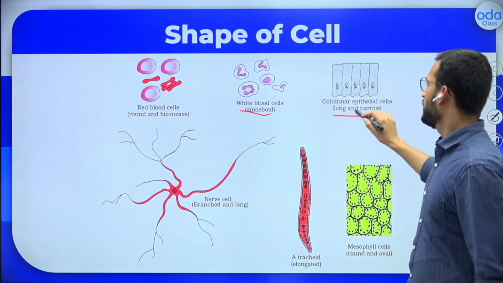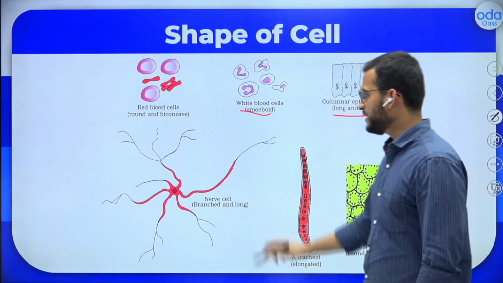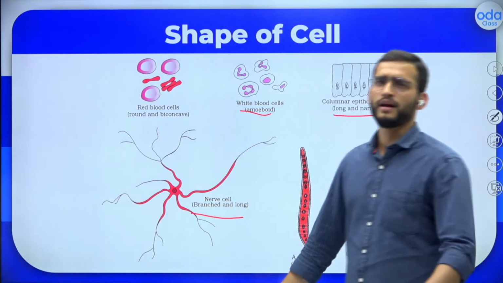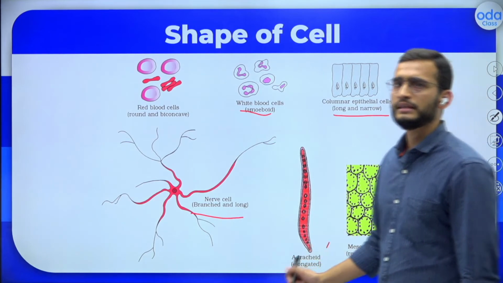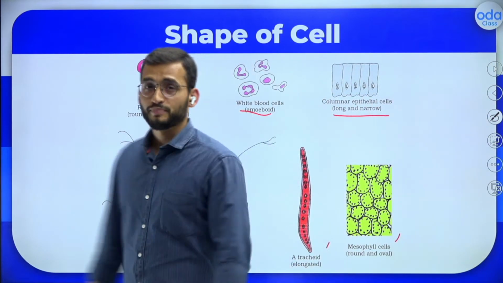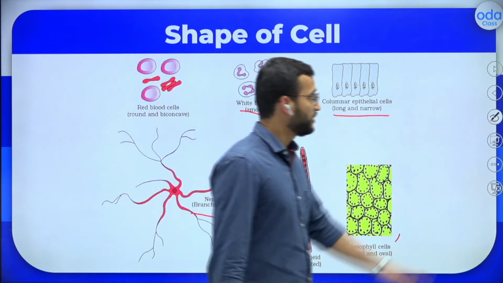Columnar epithelial cells have a long and narrow shape. Nerve cells look like this, elongated and branched. Tracheids and mesophyll cells are found in plants. They are present in the plants, so they'll have these shapes over here.